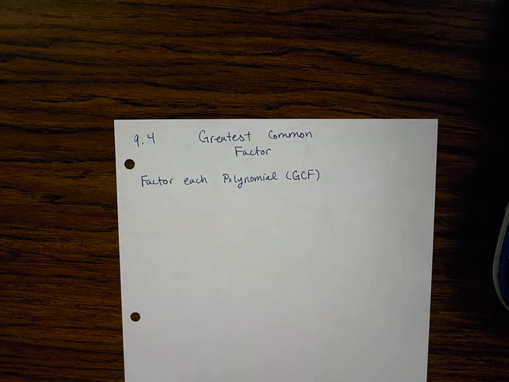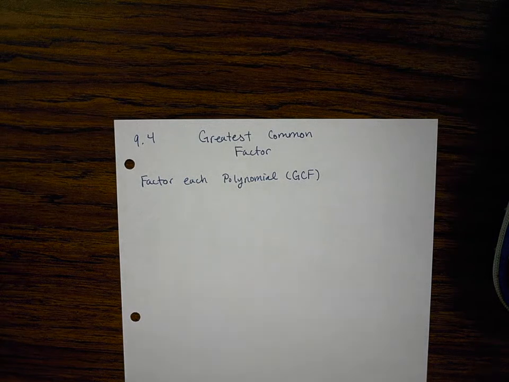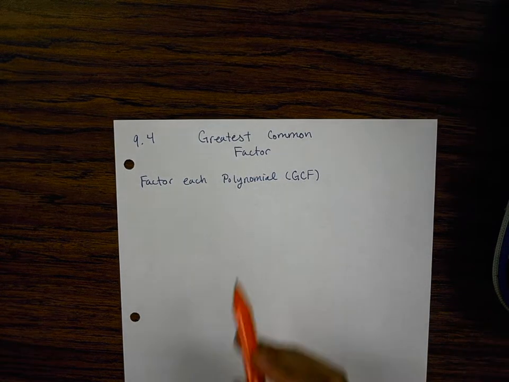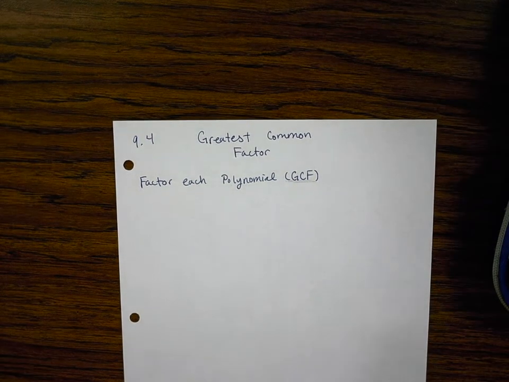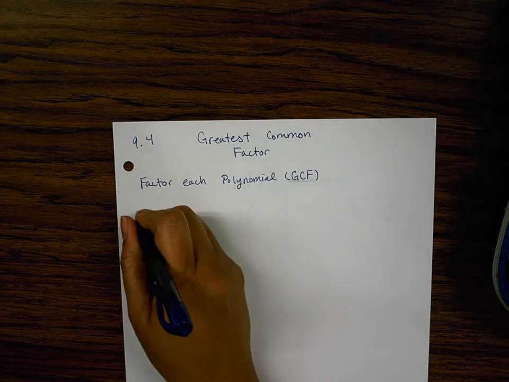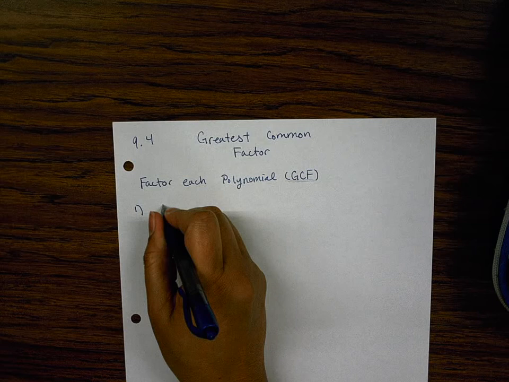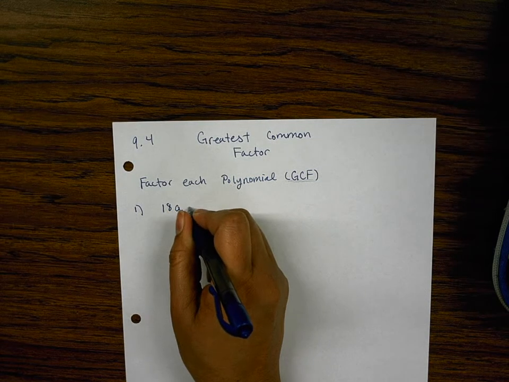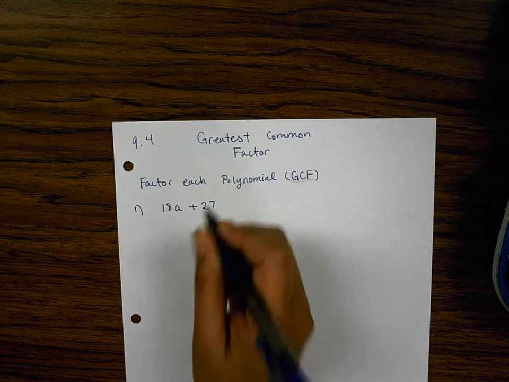Again, we'll learn trinomial factoring, difference of two squares factoring. Next year, you'll learn cube factoring. So there's a bunch of factoring methods. For today, just the greatest common factor. Okay, number 1: 18a plus 27.